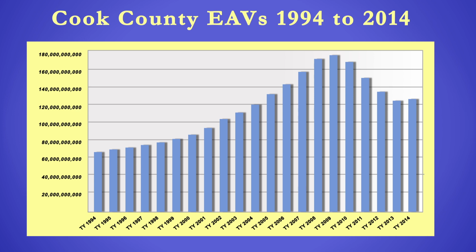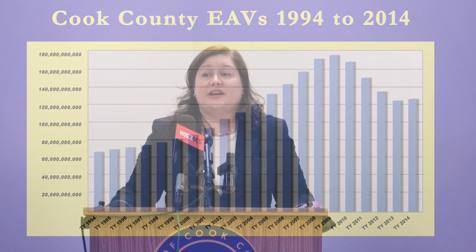And this year, for the first time since 2009, EAVs have started to come up, with that increase I mentioned of about 1.82% this year. The total value this year is $128 billion for all taxable property in Cook County. So that 1.82% increase in values that I mentioned countywide is not uniformly distributed throughout the county.